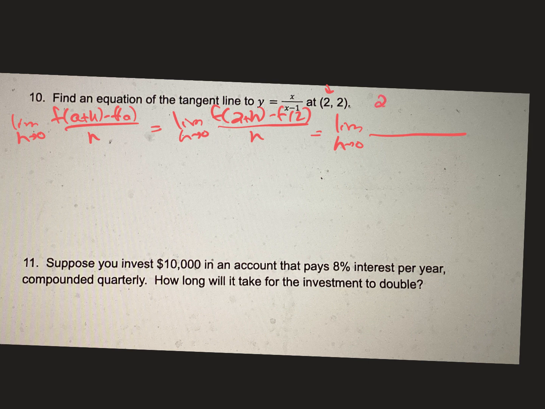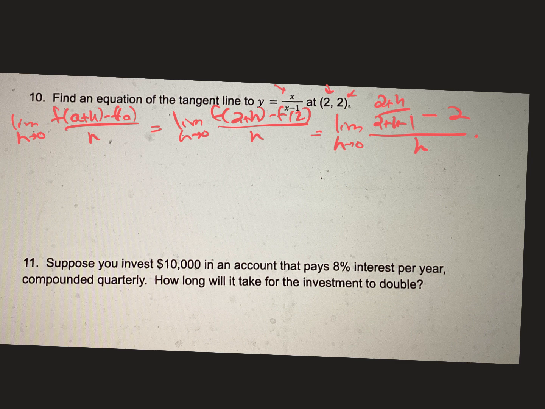I'm getting 2 plus h over 2 plus h minus 1. Just plugged it in right there. If I plug in f of 2, somebody's already done that for me, and they got 2. That's right there. And that's all over h. And you know what we're about to do? We're about to multiply by the LCD, which is 2 plus h minus 1.